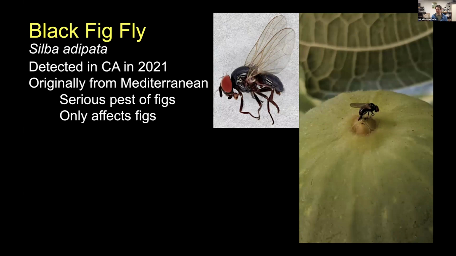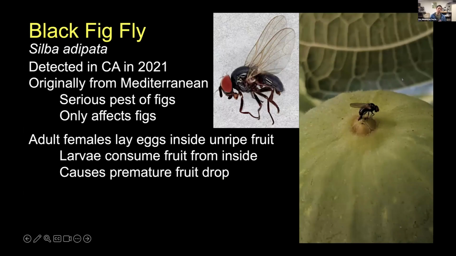And fortunately, it only affects figs as far as we are aware. So it's not this really cosmopolitan fruit fly like the other things we were talking about, where it has a really broad host range. Black fig fly is pretty darn specific to figs. Adult females lay their eggs inside of unripe fruit. So they're not going after ripe fruit, they're going after still green, still very much unripe fruit.